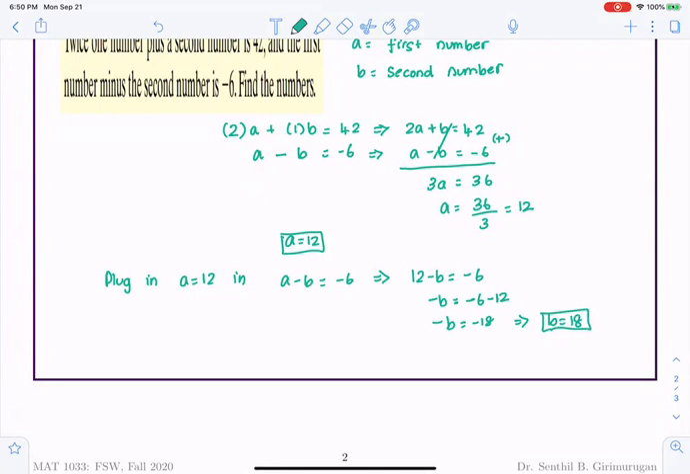And we can easily verify this. 12 minus 18 is negative 6. And 2 times 12 is 24, which is the first number, plus 18 is 42.